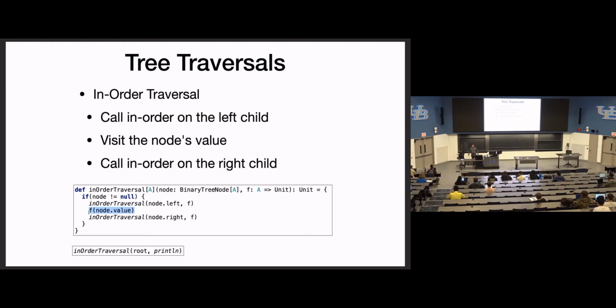For in order, we're going to visit the node right in between the two recursive calls. So we're going to visit the whole left subtree, visit this node, and then visit the entire right subtree through recursive calls. And this is the one I'll break down and explain a bit slower, a bit more in detail.